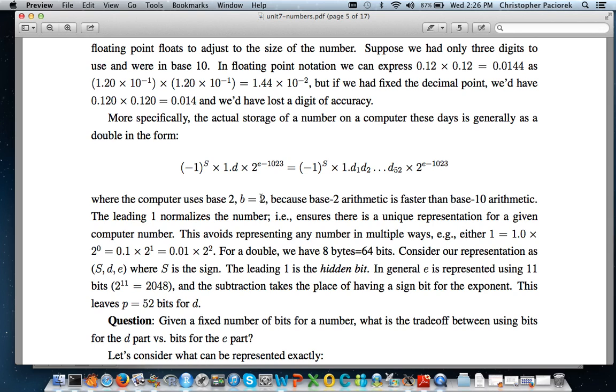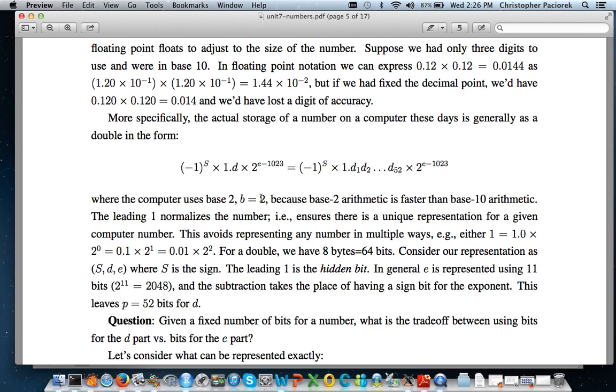I'm also going to need a bit that I'm going to allocate to whether the number is positive or negative. Okay? So this S is called the sign bit. I don't know whether it's actually the first one when it's stored on a computer, but we can think of it as the first one. So here's S, that tells us whether it's positive or negative. And now I have 63 remaining bits that I can use. I can allocate them here, or I can allocate them up here.